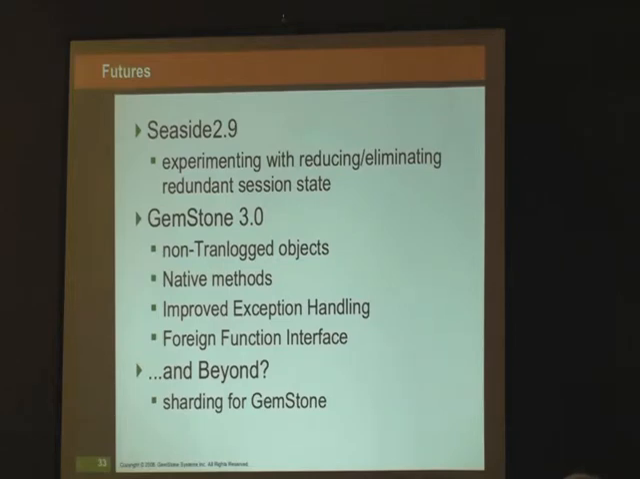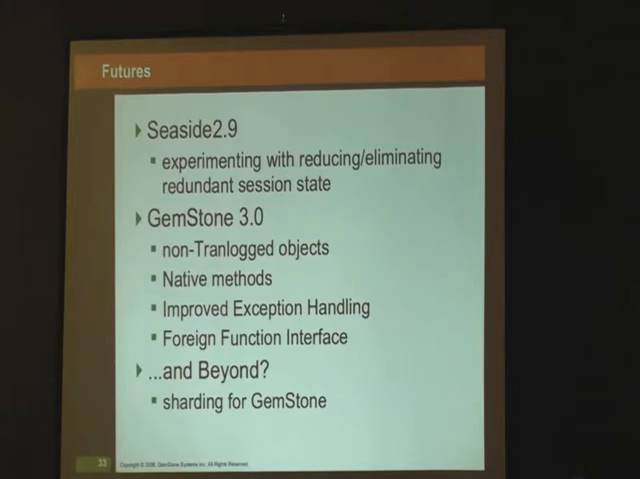Session state has no business going into tran log. If the stone crashes, it's no big deal for people to come back and start a new session to get going again. So we basically come up with a way to identify, it's based on roots. We have a non-tran log root object, and anything that's rooted out of that is not written to the tran log. So there's some savings going on there. And that's a general Gemstone capability.